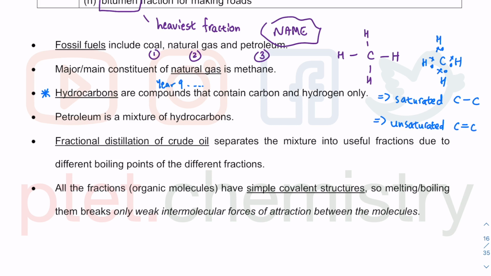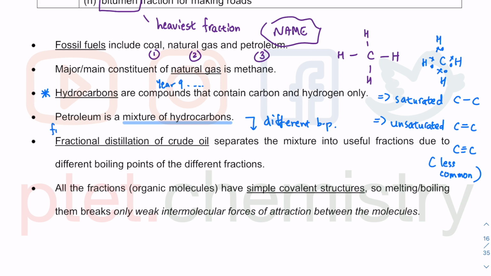Could be carbon-carbon double bond. Could also even include carbon-carbon triple bond. This is less common in your O Level or IGCSE chemistry. But unsaturated basically means multiple covalent bonds between the carbon atoms. Now, petroleum is a mixture of hydrocarbons. These hydrocarbons have different boiling points, and that is why you can separate them into the fractions you want. Based on their different boiling points, you can do fractional distillation of crude oil.